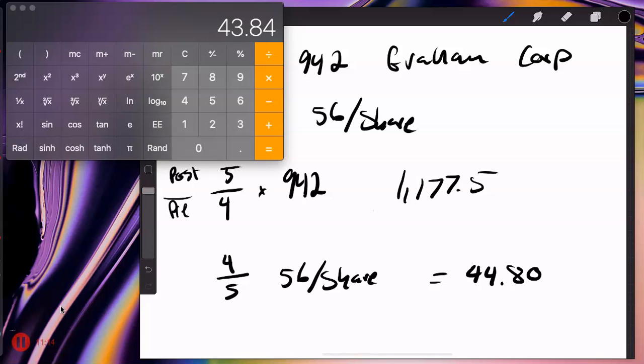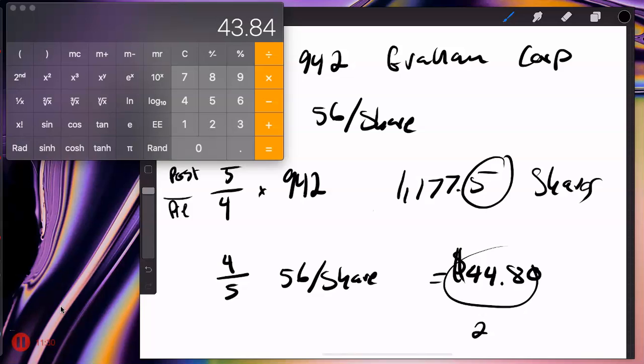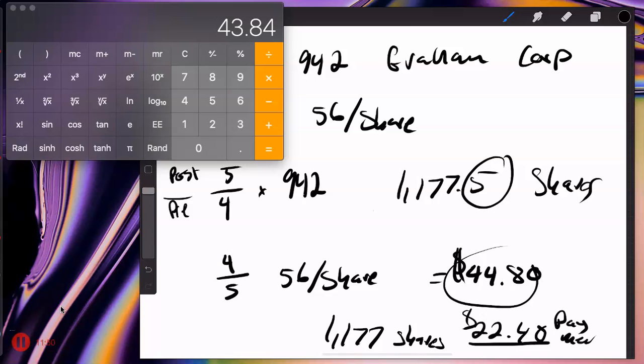Now again, fractional shares aren't traded, so they're not going to give us this extra fractional share. This is shares. This is price per share now that they're selling. So we've gone down from 56 to 44.80. They're going to pay us out half of one of these shares, which is $22.40. And they're going to give us the 1,177 shares. So this is going to be a payment at whatever the market price is, which we just determined is this.